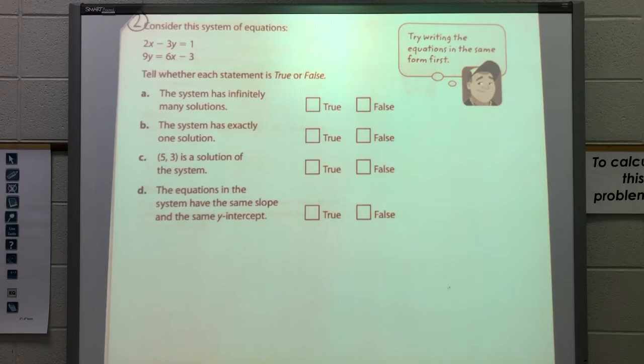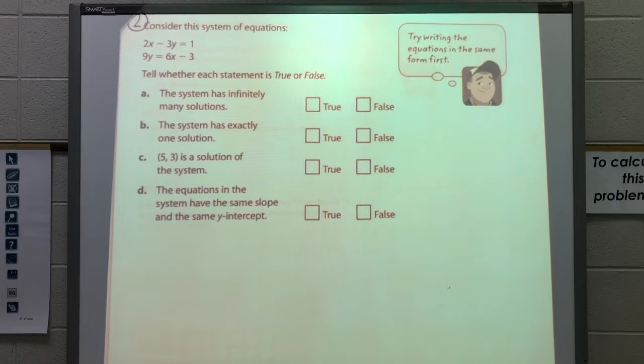So I know that I'm looking for infinite solutions, one solution. Is that one of the solutions, 5, 3? And does it have the same slope and same y-intercept? So I don't need to solve this and find the point of intersection just yet, because most of those choices have to do with number of solutions. So what I need to do is figure out what is my slope and what is my y-intercept. And the way to do that is to isolate y.